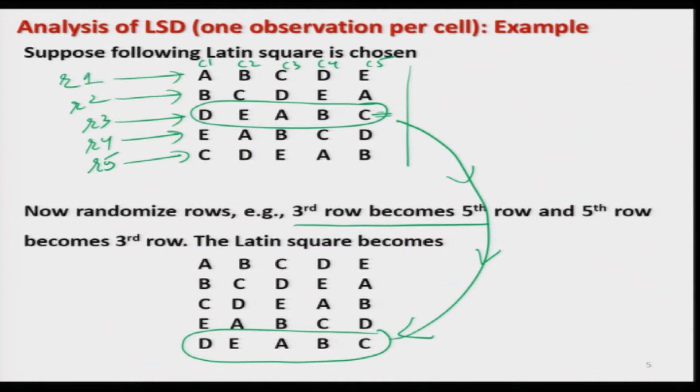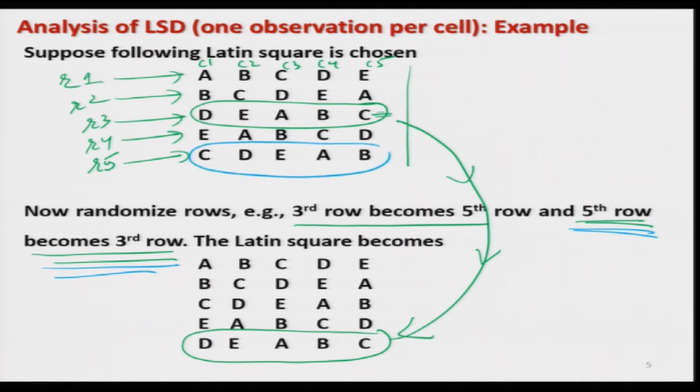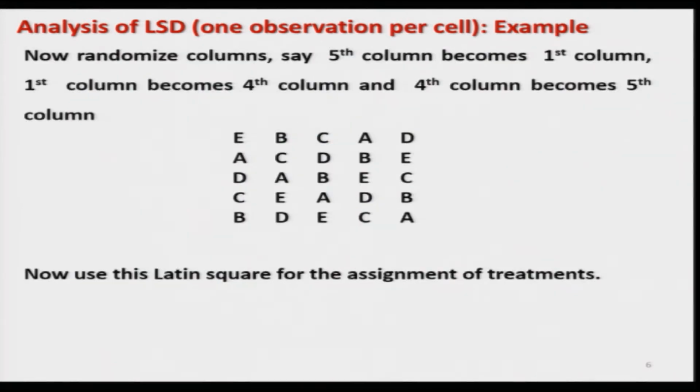Similarly, suppose the fifth row becomes the third row. To achieve this, I choose this fifth row and put it at the third row position. You can see here. Now this Latin square is going to be different from the first one. Similarly, you can repeat this process again and again. My idea here is simply to give you an idea of how you are going to change it.